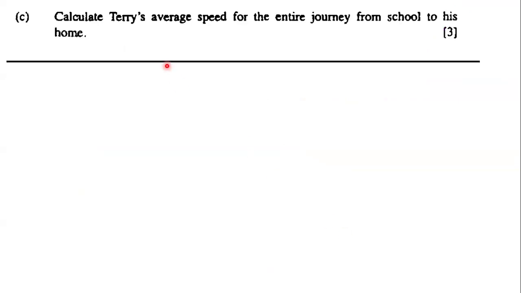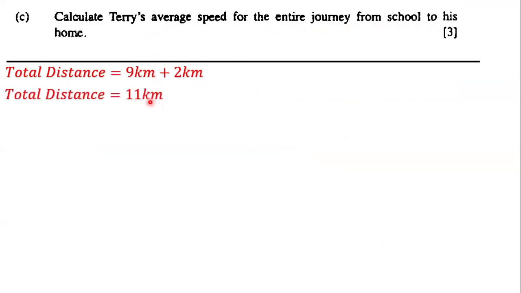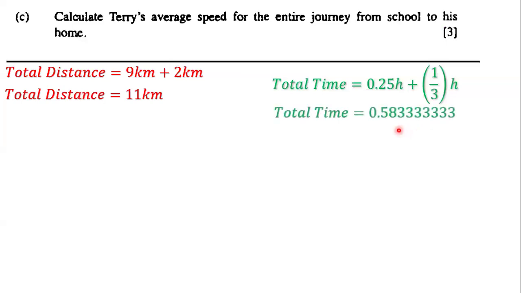Next, they want us to calculate Terry's average speed for the entire journey from school to his home. Now, average speed is equal to total distance divided by total time. Total distance is 9 kilometers plus 2 kilometers, which gives us 11 kilometers. The total time is equal to 0.25 hours plus a third of an hour, which when we add those two, we get 0.583333333 hours. And so I should put an H here. And so that is the total time.